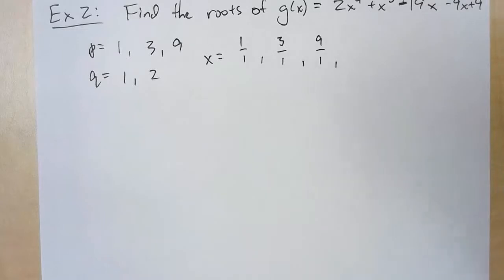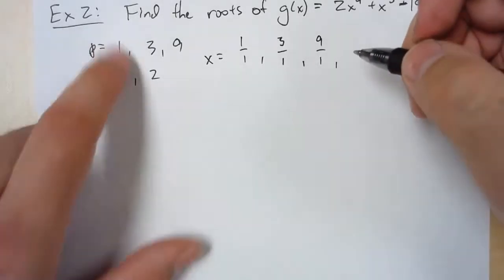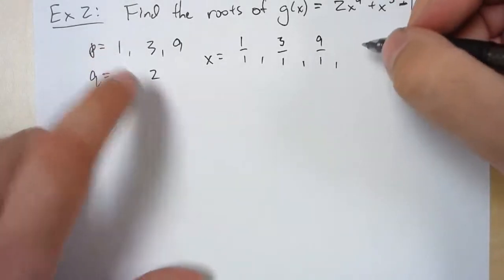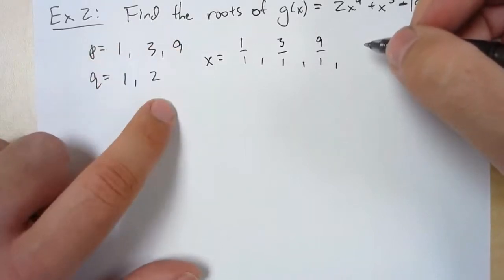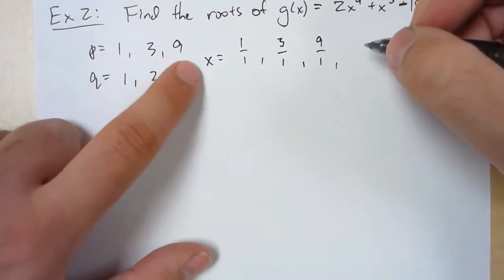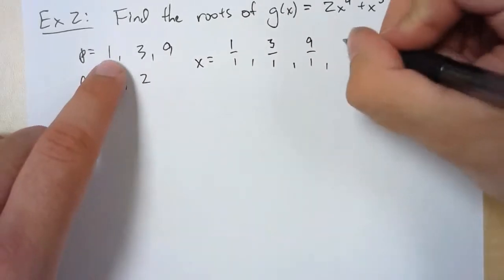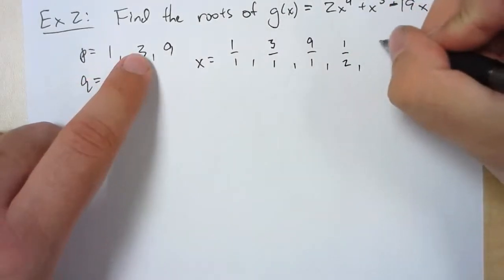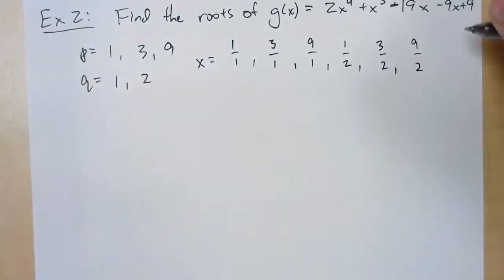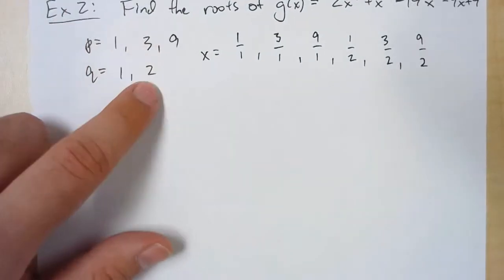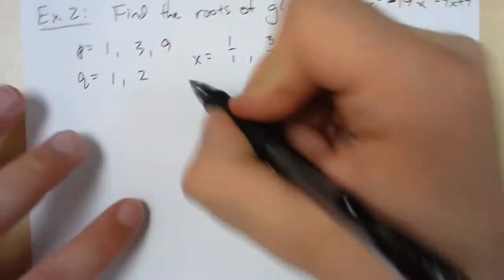On example 1, we only had 1 q. We only had to test it once. The second one, though, we have 2 q's. So each of our p's over this q, each of our p's over the second q. And if there's a third q, each of our p's over the third q. So we have 1 over 2, 3 over 2, and 9 over 2. And sometimes, like if we had a nice even number here divided by 2, we might get one of the other values, and that's okay.